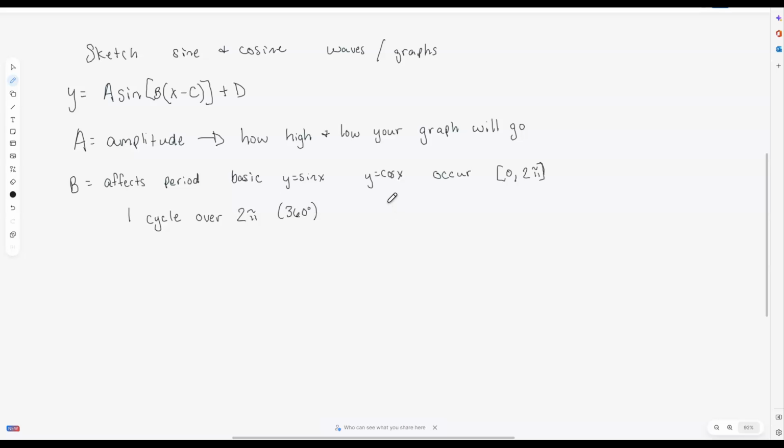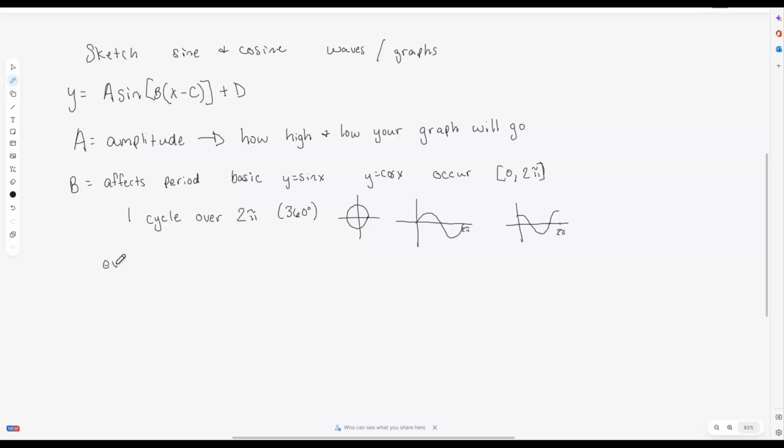If you think about the unit circle we've talked about, we go from 0, and this is one wave of our sine function, one wave of our cosine function. That's the same thing that happens with your graph. It goes from 0 to 2 pi for your sine, and from 0 to 2 pi for your cosine. Now, when you change that b, it affects your period.